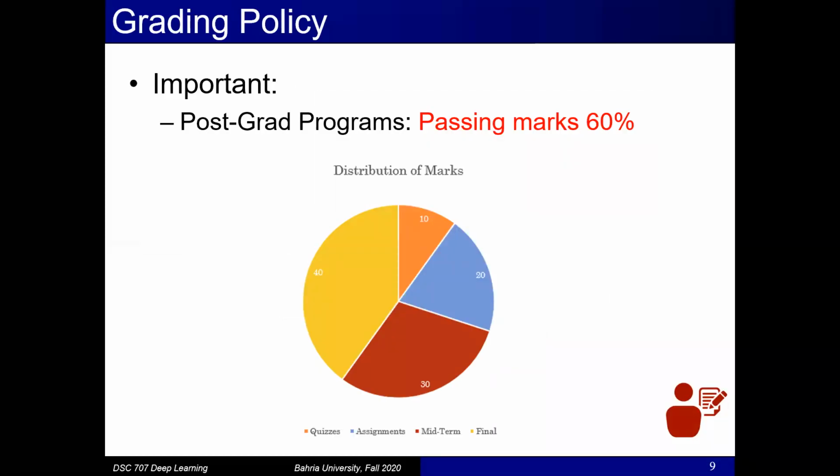Okay, this you already know, but for completeness, I'll just repeat it. You know that in MS and PhD programs, the passing marks are not 50%, they are 60%, right? And we have a standard distribution, which is like 10% for quizzes. Then for assignments 20%, midterm is 30, and final is 40, right? So if it stays like this, well and good. If it changes, I'll update you as soon as I have some new information.